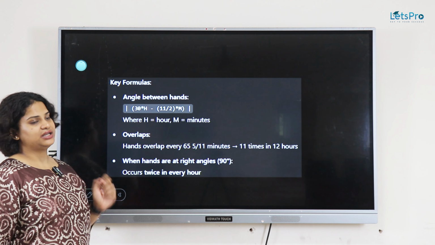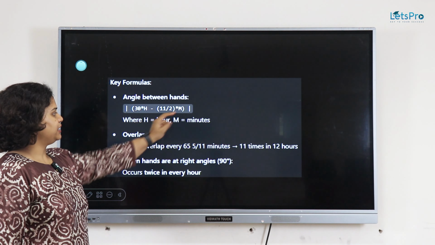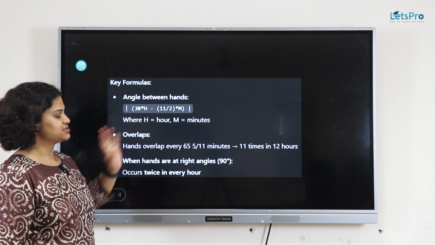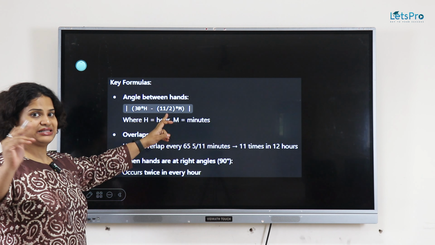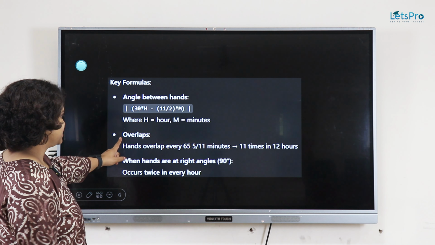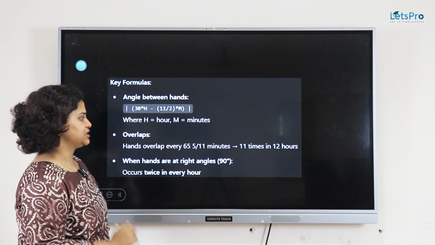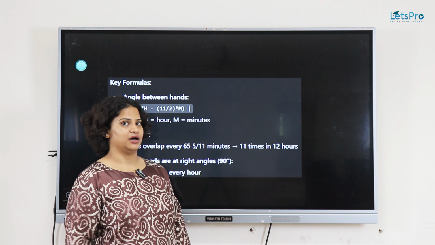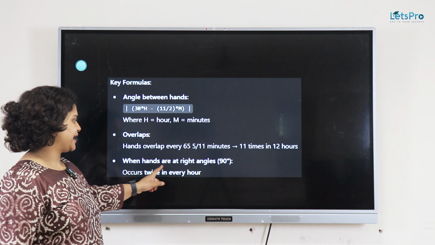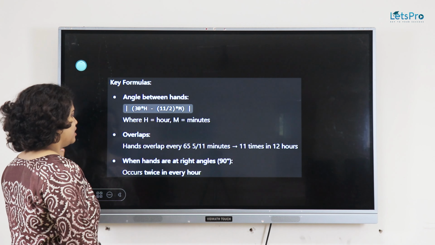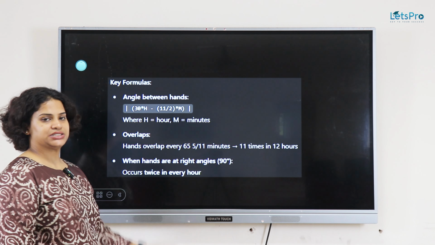There are some key formulas that you need to know. The angle between hands is 30 into h minus 11 by 2 into m, where h is hour and m is minutes, right? Note it down please: 30h minus 11 by 2 m. What about overlaps? Hands overlap every 65 5 by 11 minutes, which is 11 times in 12 hours. Overlapping means one on top of the other. Next, the hands are at right angle twice in every hour. These are facts, so sometimes direct questions are asked from here.